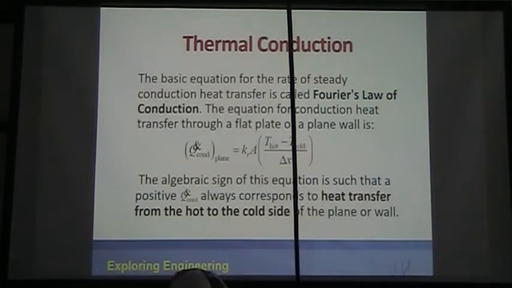All right. So, our basic equation for steady conduction of heat transfer is called Fourier's law of conduction. The equation for conduction heat transferring through a flat plate or a plane wall is Q equals KT times A times the difference between the hot temperature and the cold temperature divided by the change in X, in other words, the thickness.